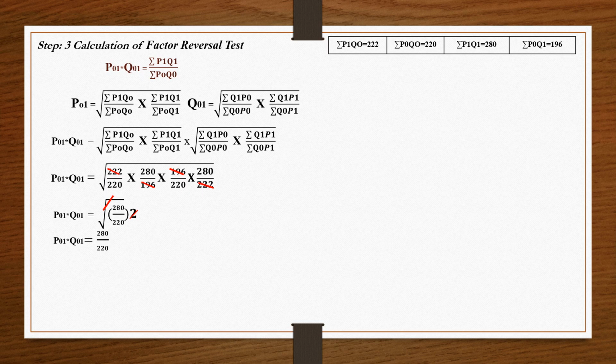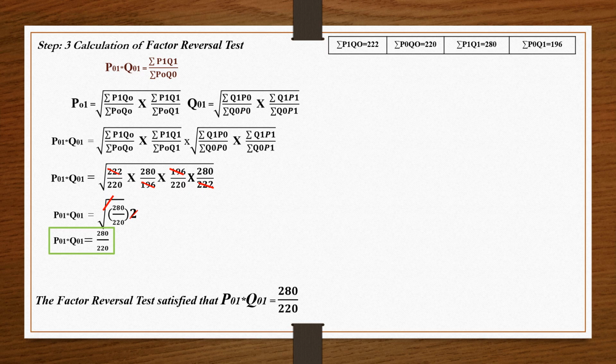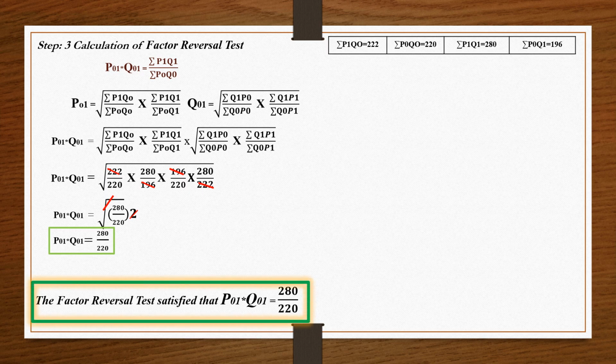What we have to prove is P01 into Q01 is equal to summation of P1 Q1 divided by summation of P0 Q0. Here the value of summation of P1 Q1 is 280, and summation of P0 Q0 is 220. So ultimately we got P01 into Q01 is equal to 280 divided by 220. The factor reversal test is satisfied. Hope you all get this. Thank you.